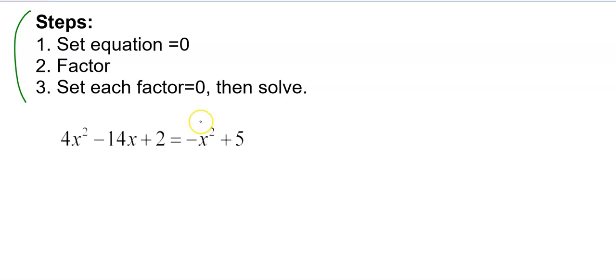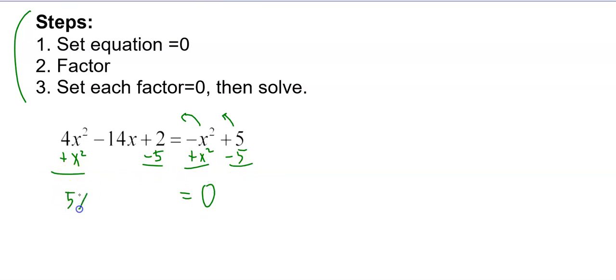So the first step on this one, we want to get these over to the other side. So I'm going to add x squared. And I'm going to subtract 5. I'm just going to do two steps in one. I hope y'all can handle that. So on the right side, we get 0, which is beautiful. Left side, we have 5x squared minus 14x, I guess minus 3. Okay, so now we have a quadratic.